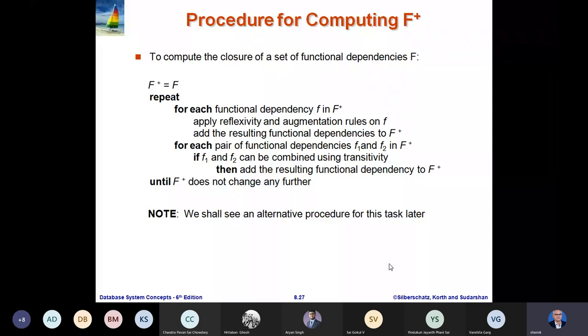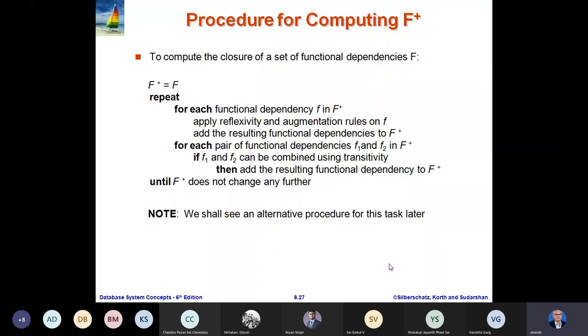So F is given to us and R is given to us, which is the schema, and then we initialize F plus equal to F, and then it is simply that we repeat: for each functional dependency f in F plus, apply reflexivity and augmentation rules on f, add the resulting functional dependencies to F plus, and for each pair of functional dependencies f1 and f2 in F plus, if f1 and f2 can be combined using transitivity, then add the resulting functional dependency to F plus, until F plus does not change any further.